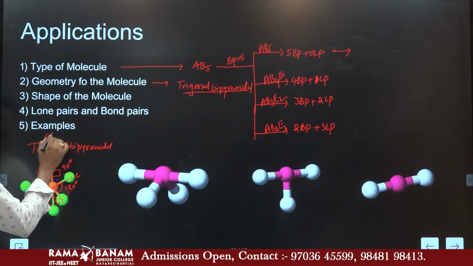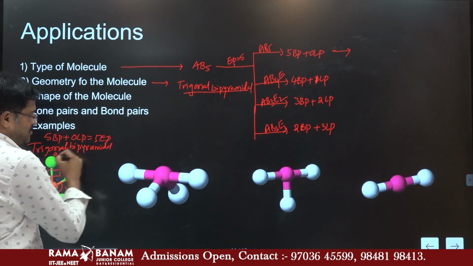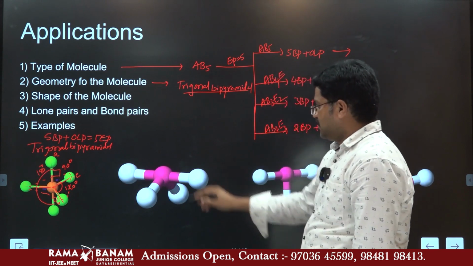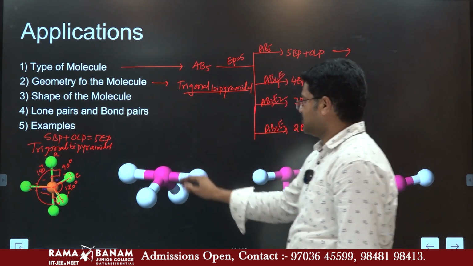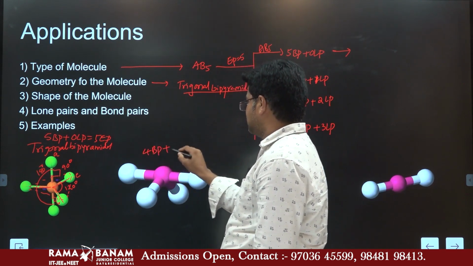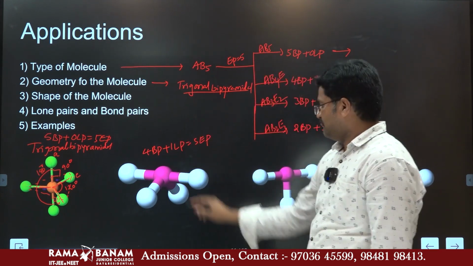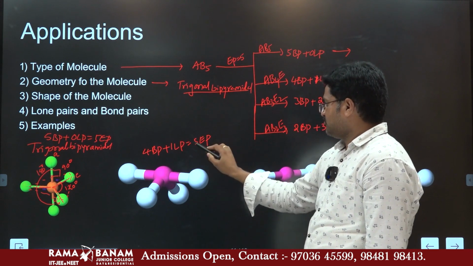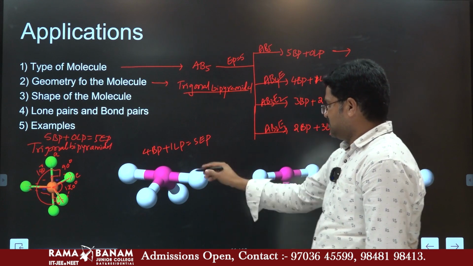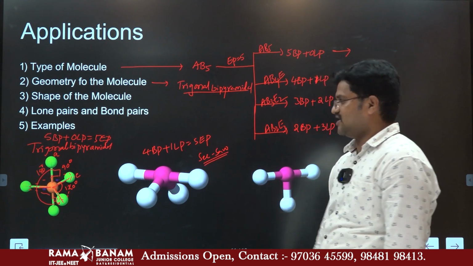In this case, 5 bond pairs plus 0 lone pairs, 5 electron pairs. This is an AB5 type molecule. In this case, 4 bond pairs plus 1 lone pair, totally 5 electron pairs. This is seesaw shape.